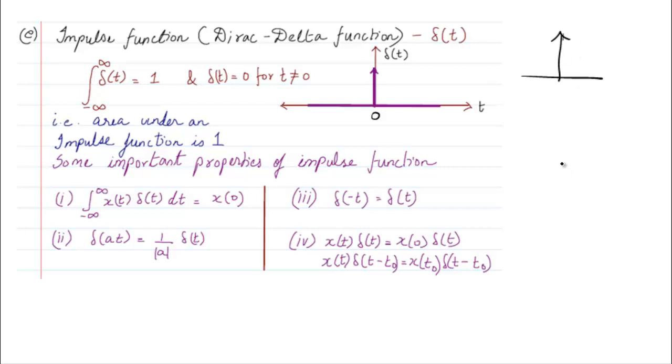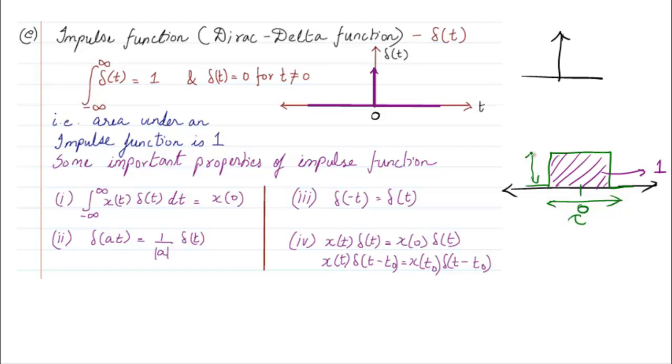For understanding that, have a look here. Generally, I am having a pulse. A pulse will exist from some negative time to some positive time. Let me take this as 0, and let us assume that this width is tau. And I am going to say that the area under this curve is 1. If that is the case, then one thing is sure, that the height must be 1 by tau.